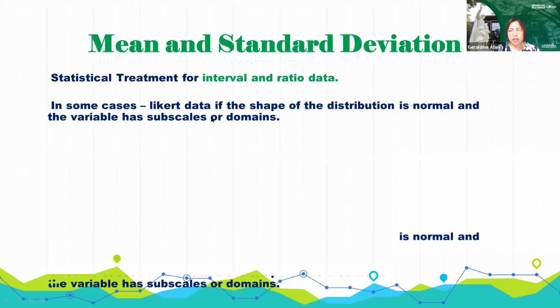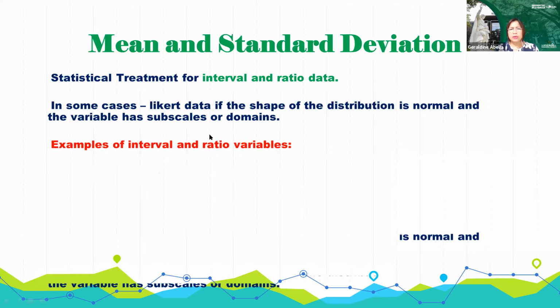So you may count the percentage who answered agree, who answered disagree. But in some cases, if the distribution is normal and if there are several domains, you may apply the mean and standard deviation. If you use the long method, you get the mean by taking the sum and dividing it by the number of observations. But if the sample size is 100, that would take time. So again, we are going to use PH-stat in finding the mean and standard deviation.